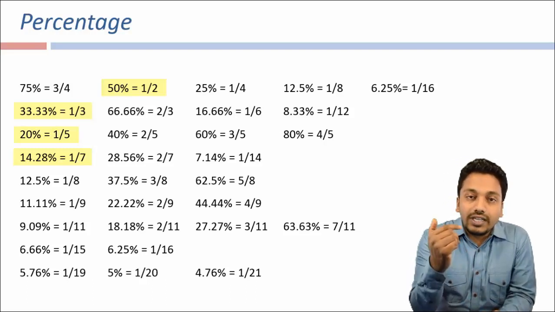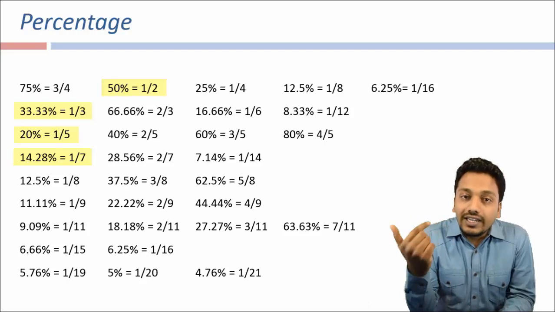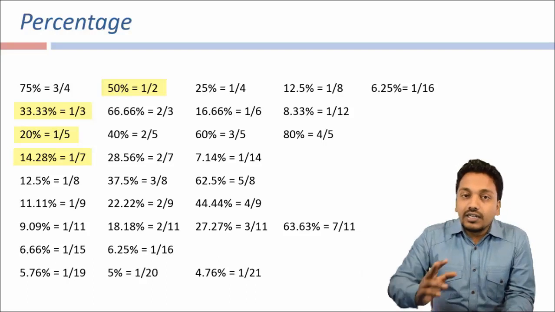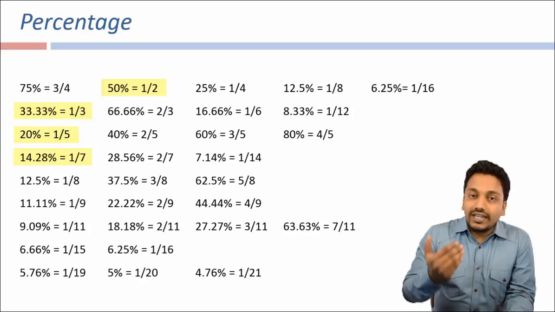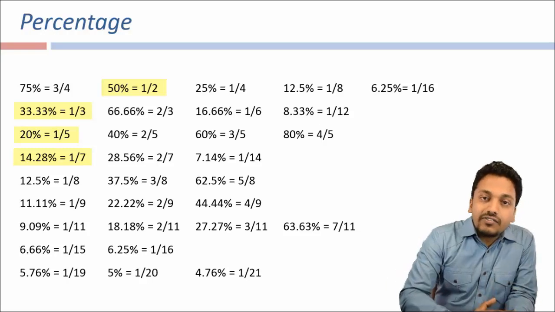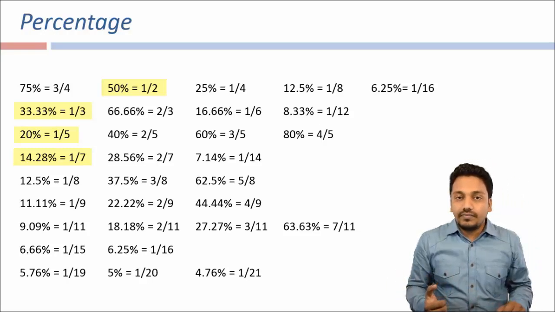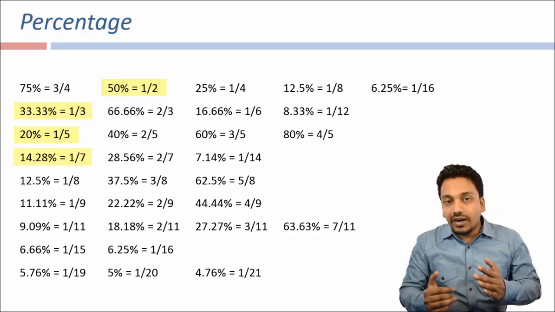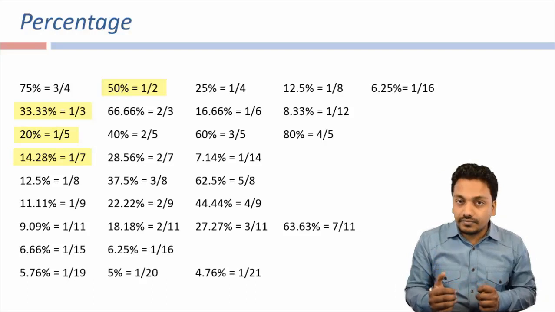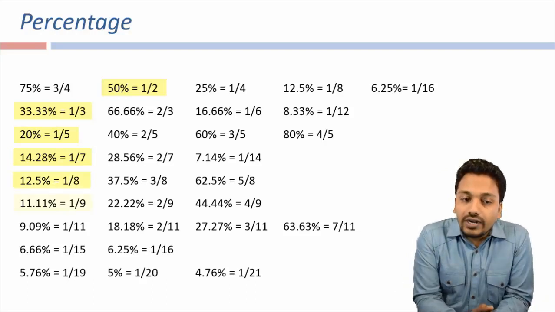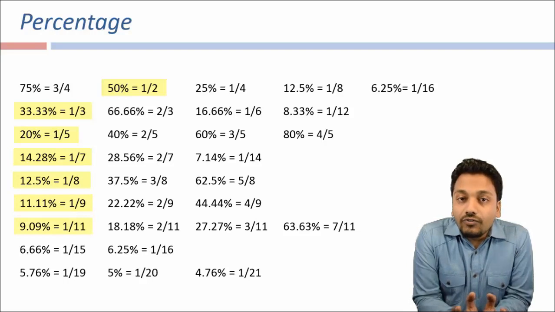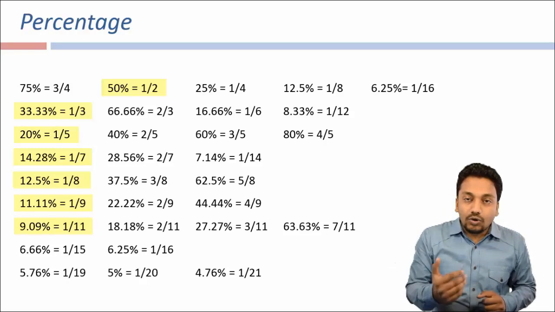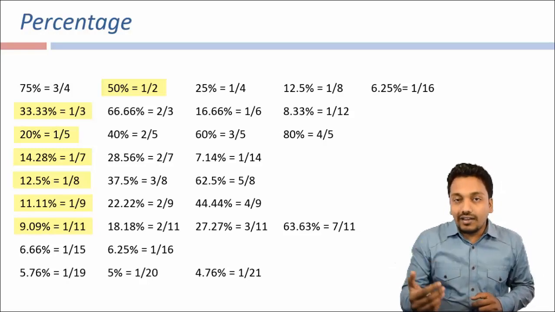If you remember 14.28%, then calculating 28.56% will be a lot easier. 14.28% is 1 by 7. Double of 14.28 is 28.56. So even the fraction 1 by 7 will get doubled and will get 2 by 7. And 7.14 is half of 14.28. So 1 by 7 divided by 2, the fraction would be 1 by 14. Next, 12.5, we have already discussed about 12.5. 11.11%. That means a fraction of 1 by 9. And 9.09% means a fraction of 1 by 11.